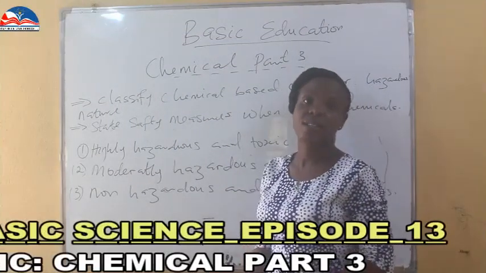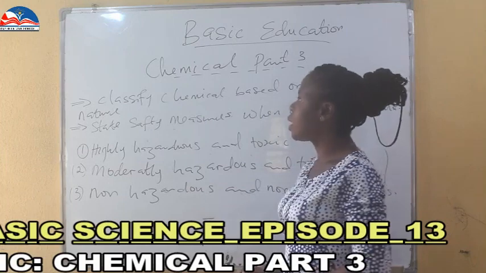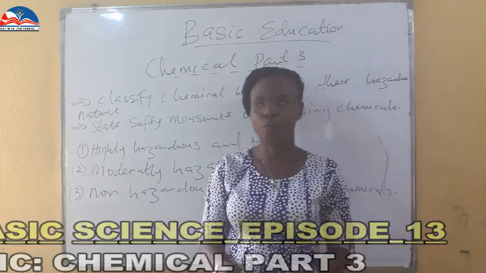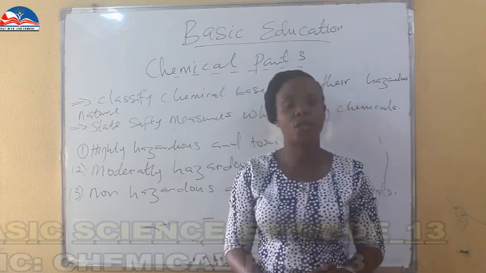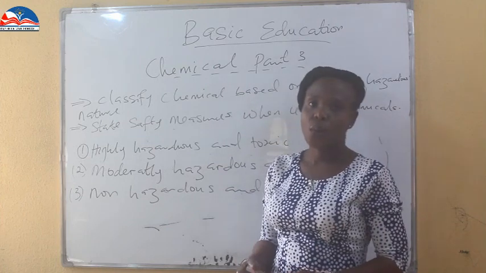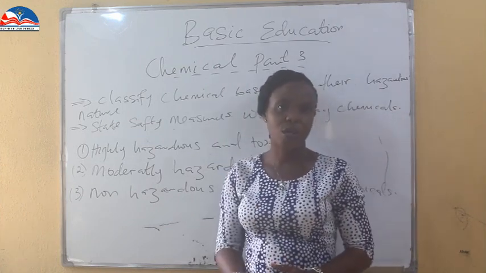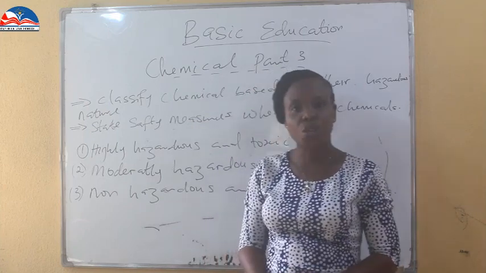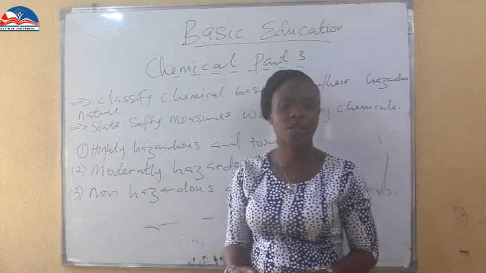Science class, and we are going to look at chemicals, part 3. We've taken part 1 and 2. We saw the different uses of chemicals. We saw the pharmaceutical uses, the agro use, the cosmetic use, and the industrial use of chemicals in our last class.